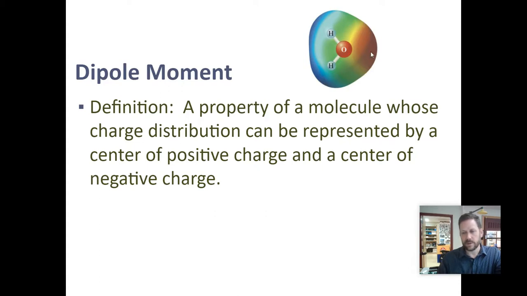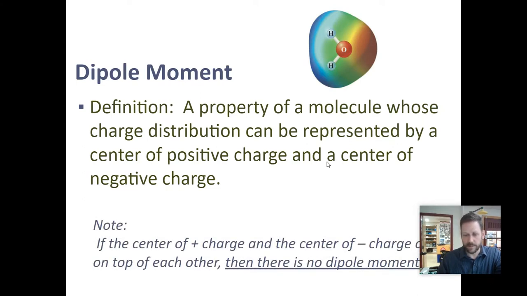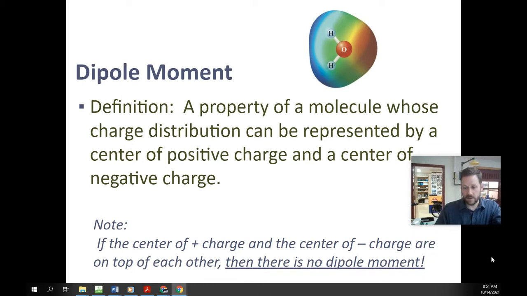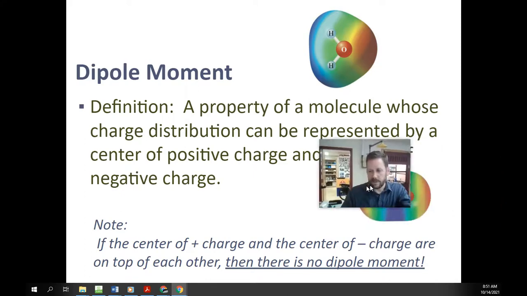So here you can see the center of negative charge would be in this red area somewhere. The center of positive charge would be somewhere in this blue area. And so they're not in the same location. That means it has a dipole moment. If, however, the center of positive and negative charge are both in the same spot, then there is no dipole moment. Let's look at an example of that.